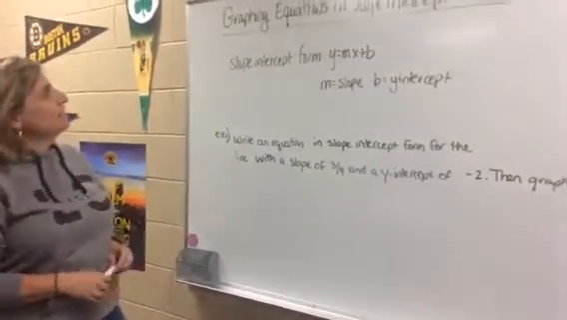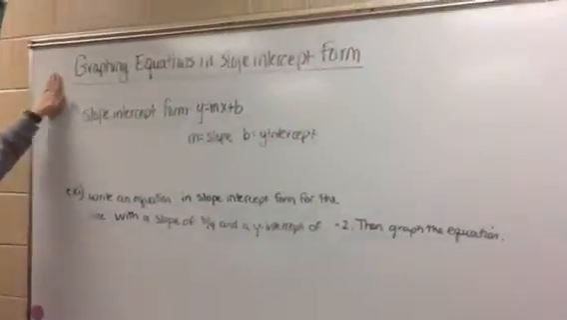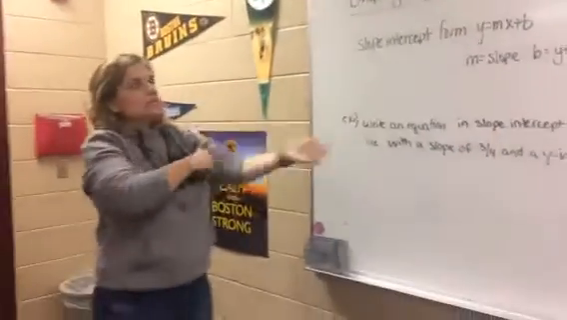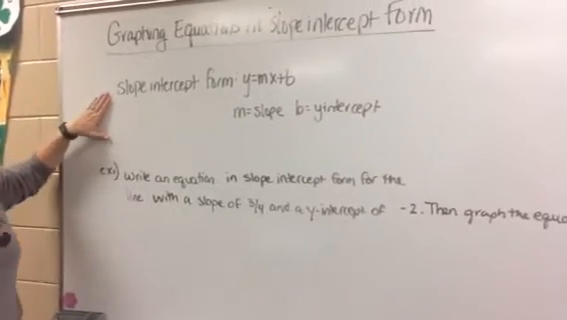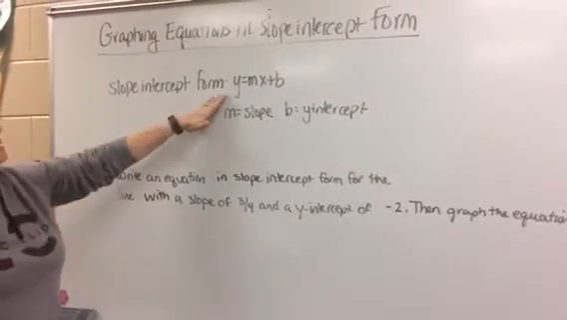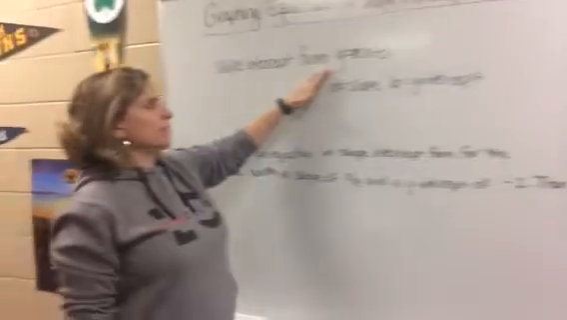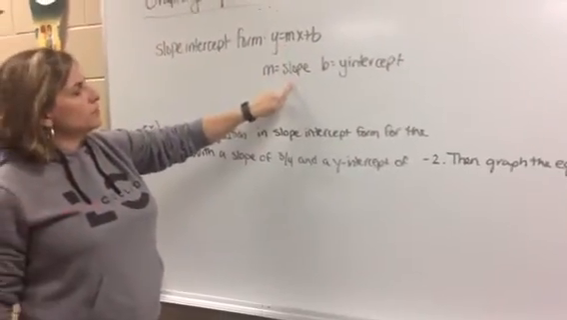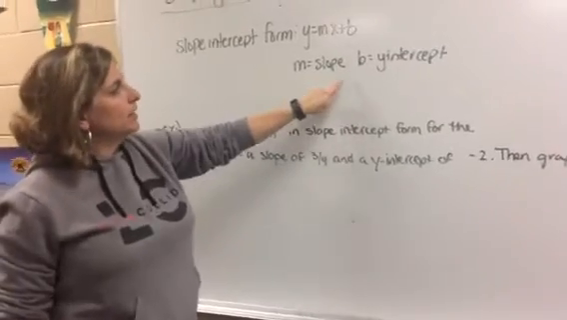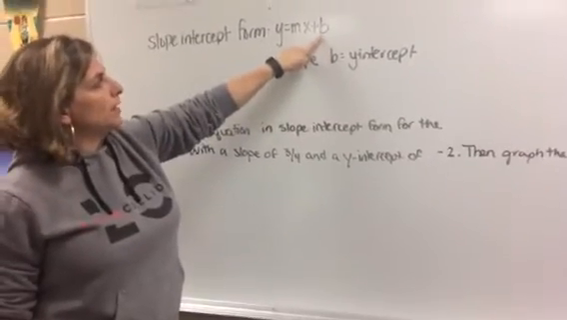Hello guys, today we're going to be doing graphing equations in slope-intercept form. So the first thing you need to know is what slope-intercept form is. Slope-intercept form is y equals mx plus b. A lot of you guys already know that equation, y equals mx plus b, where the m stands for the slope, which is the slant of the line, and the b stands for the y-intercept.